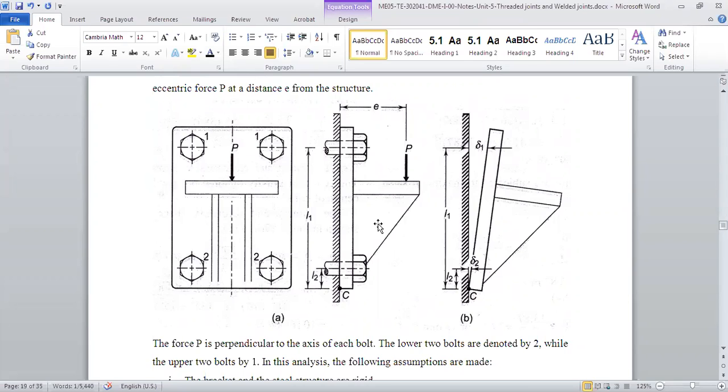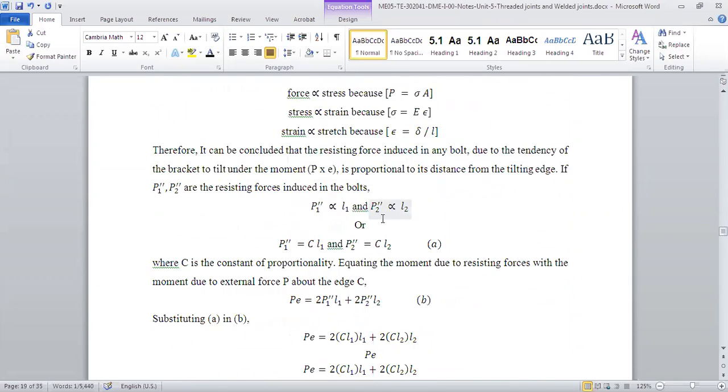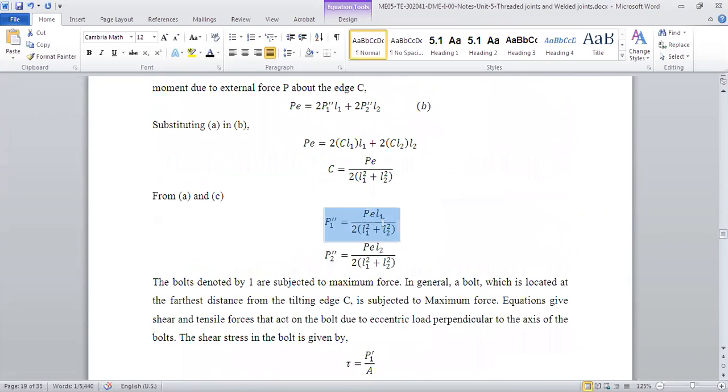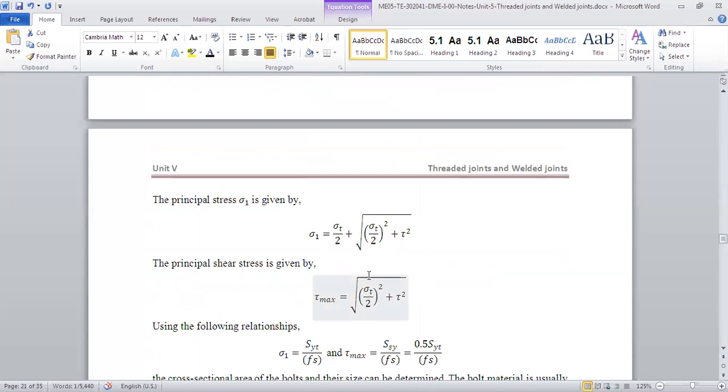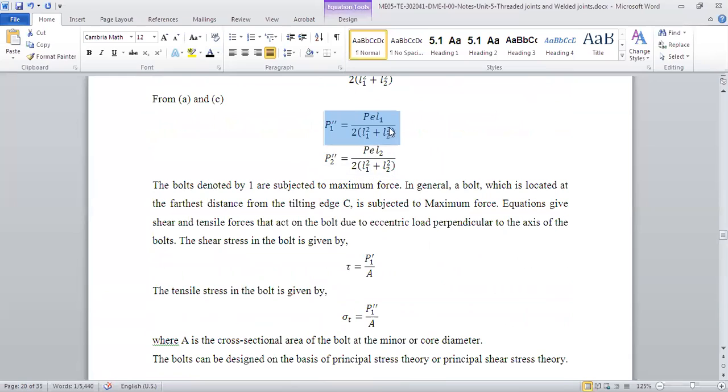Now we have to find the tensile stress. How can we find the tensile load? Tensile load is equal to this, and we are going to use this because this is maximum: P into e into L1 upon 2 L1 square plus L2 square. We know P is 25,000, e is 100, and they have given L1 as 150 and L2 as 50. So we know all these and we can find out P1 double dash. Once we know P1 double dash, the direct tensile stress is that upon pi by 4 d square, and again we don't know d, so we will keep it as it is.